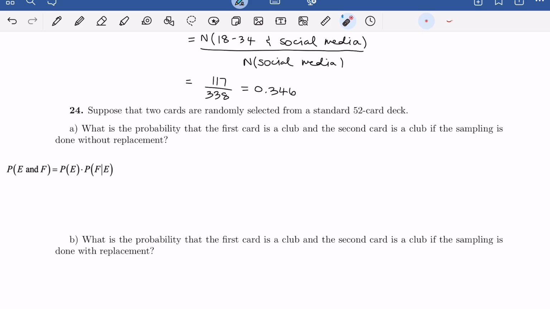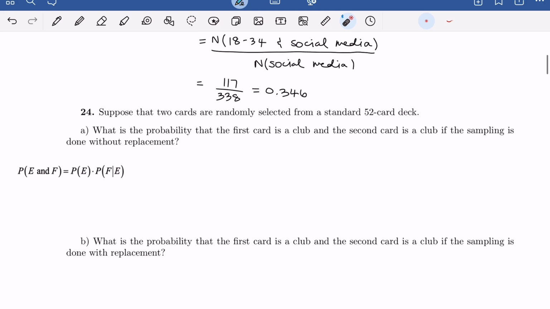Now for this next problem, we're going to be using our general multiplication rule. For 24 here, suppose that two cards are randomly selected from a standard 52 card deck. So for part A, what is the probability that the first card is a club and the second card is a club if the sampling is done without replacement? So this means when we pull the card, we're not going to put it back into the deck.